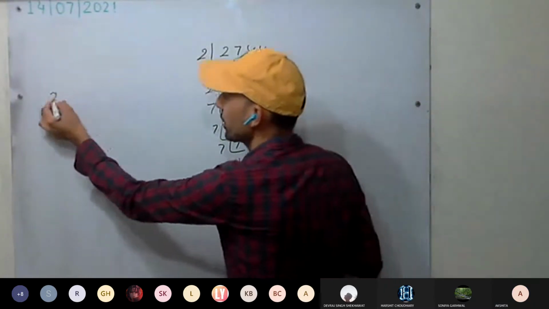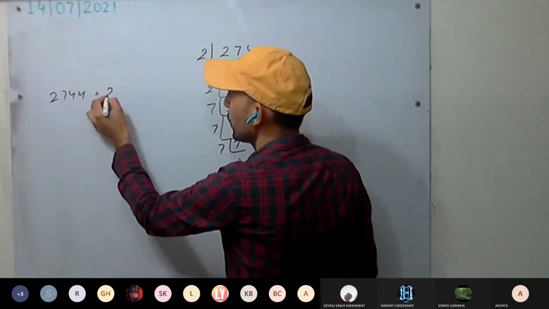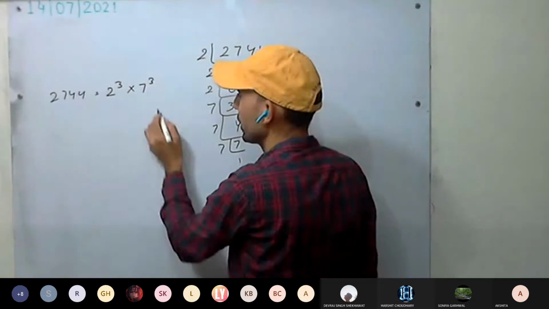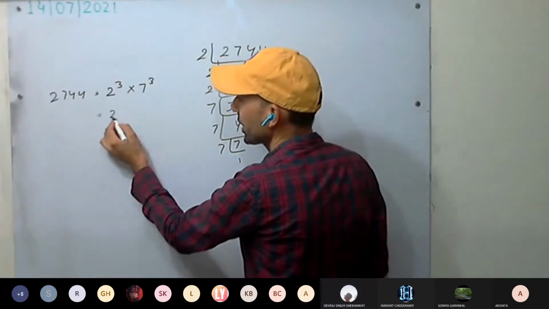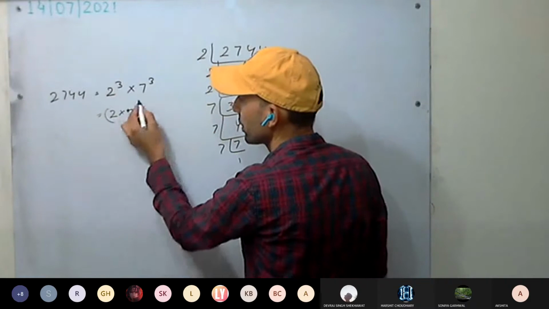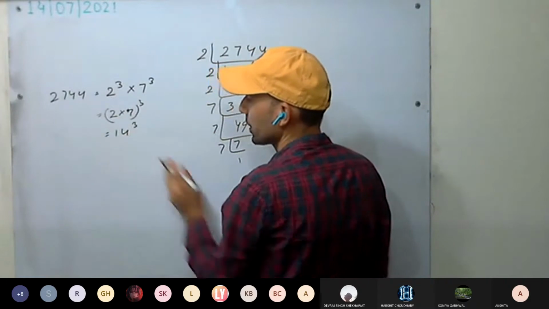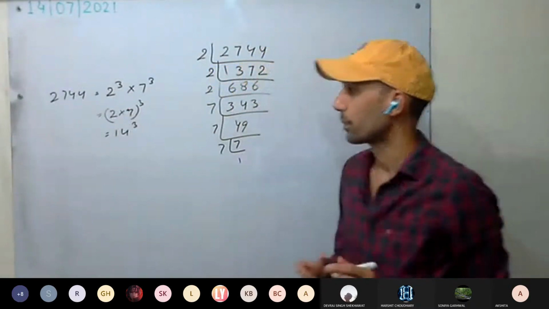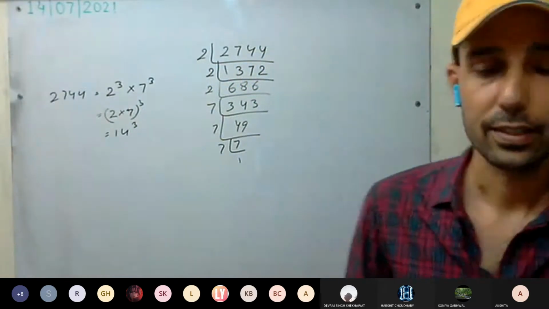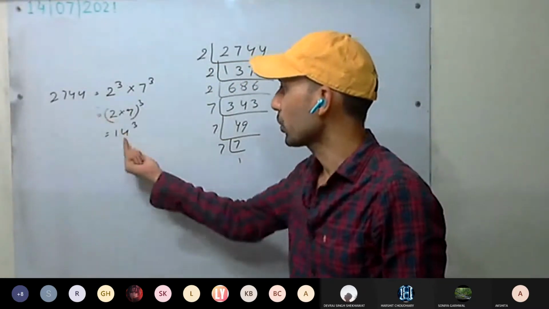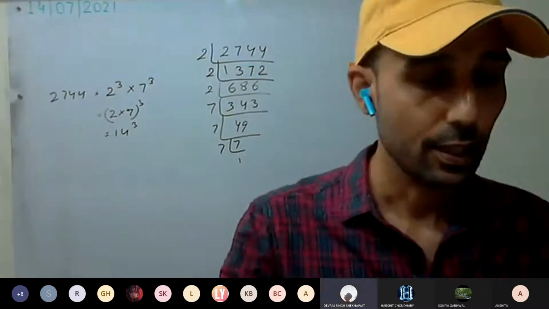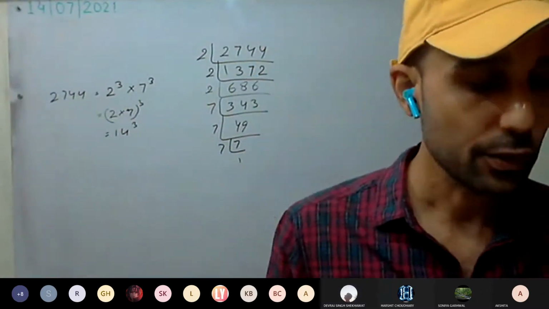Okay, so 2744 is 2 cube into 7 cube. You can write it like this: 2 into 7 cube, 14 cube. Since the powers are same, we can multiply the bases here. So it's a cube of 14. Clear to all? Second question is clear.